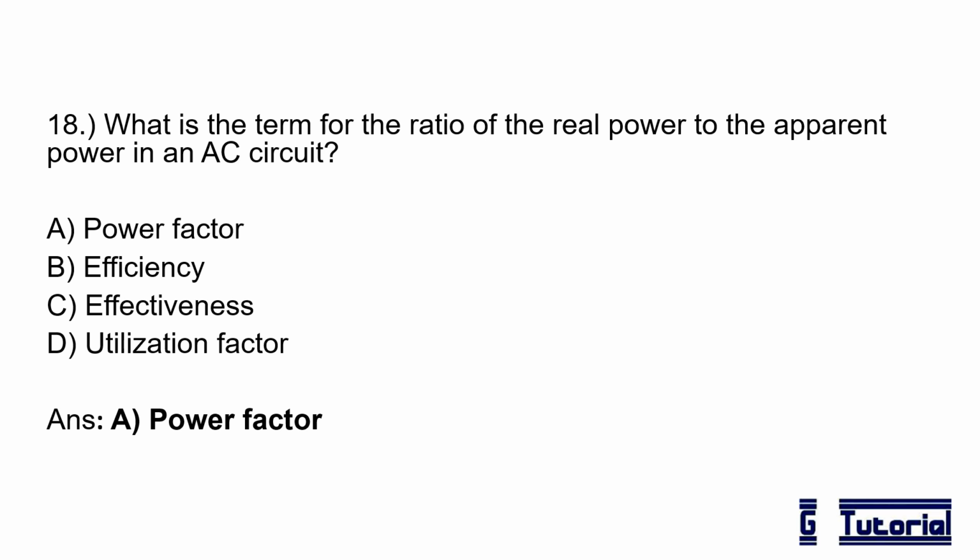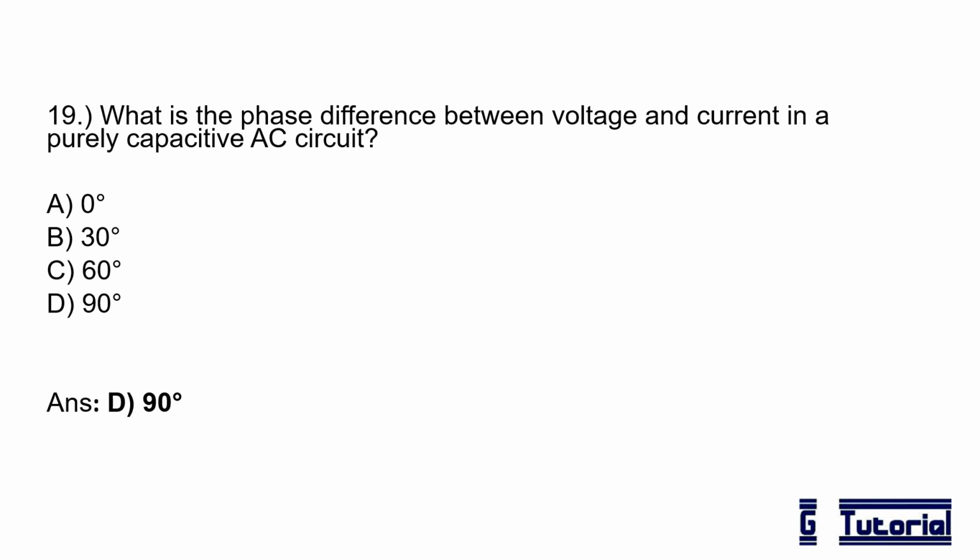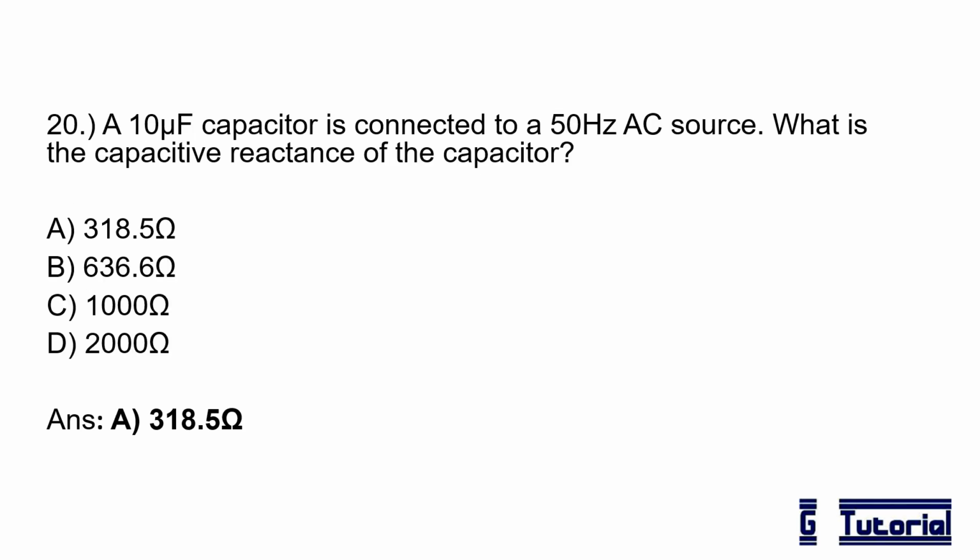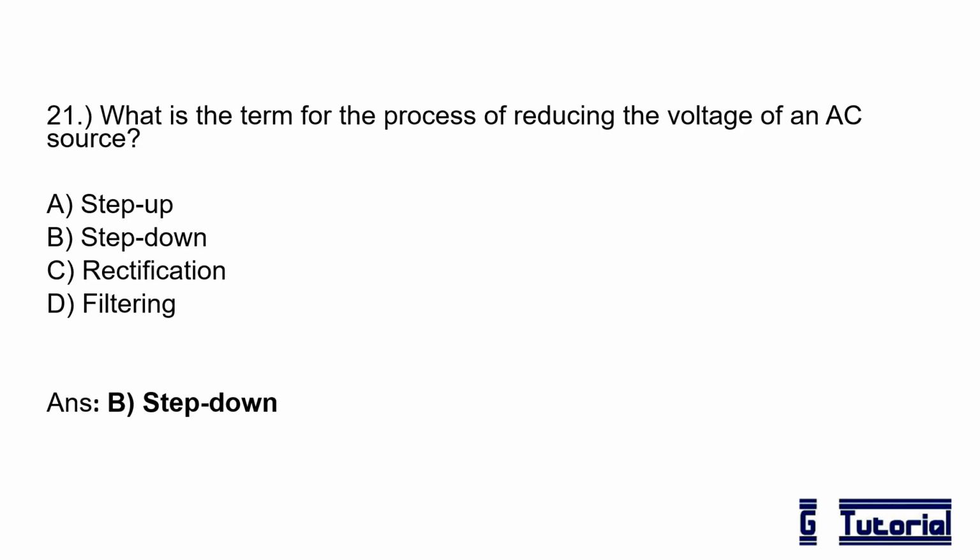What is the term used for ratio of real power to apparent power? It is power factor. Next question. What is the phase difference between voltage and current in a purely capacitive circuit? It is 90 degree. A 10 microfarad capacitor is connected. This question we have come across before, so we can leave this. What is the term for process of reducing the voltage of an AC source? It is step down.